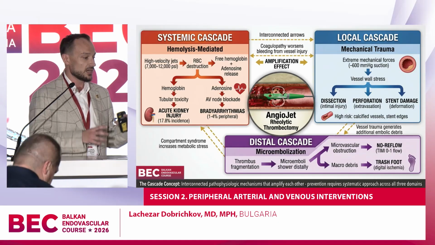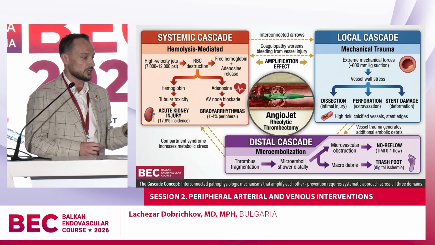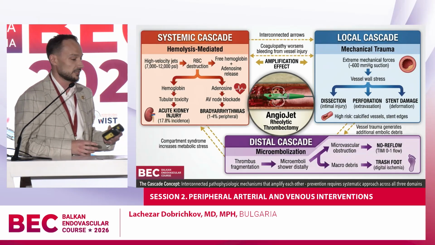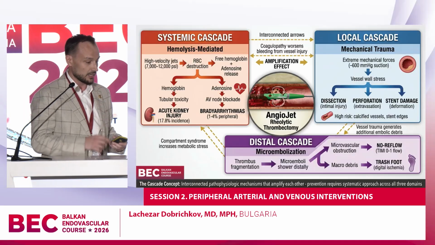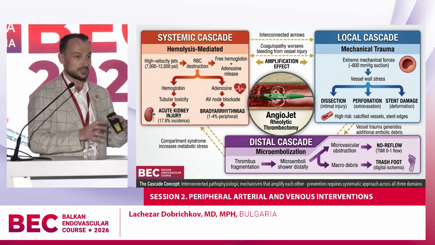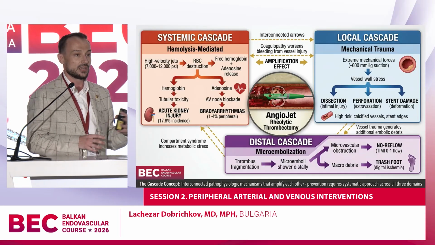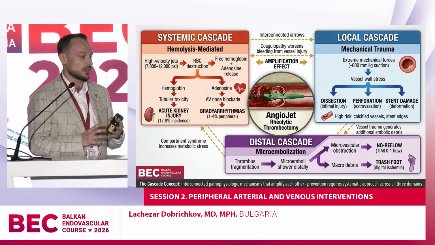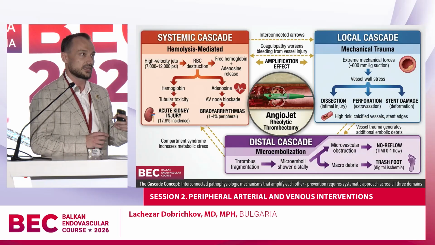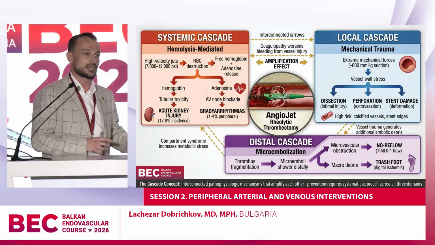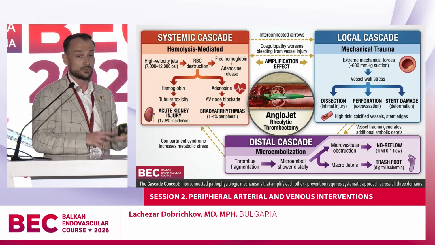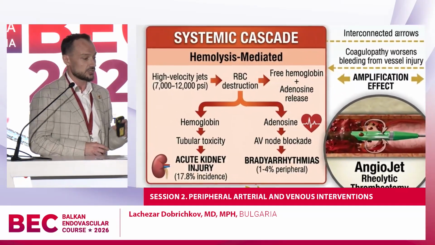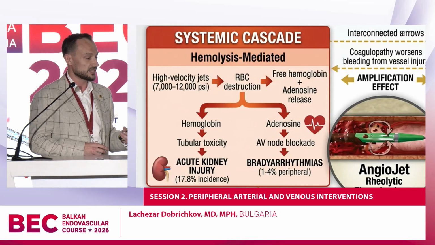So first we have this systemic cascade of complications caused by hemolysis. We have a local cascade caused by mechanical trauma and the distal cascade caused by microembolism. All those three cascades interact with each other, and one leads to another. For example, a complication from one of the cascades can provoke a complication in the second one, which can provoke a complication in the third one. So our mission is to minimize all possible complications. First, let's start with the systemic cascade.